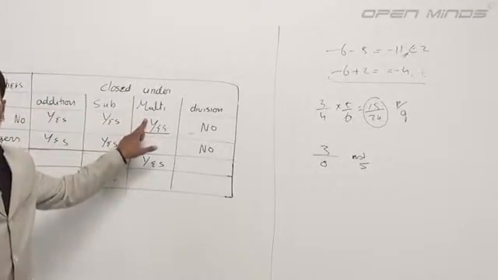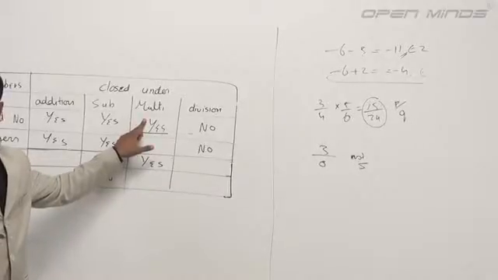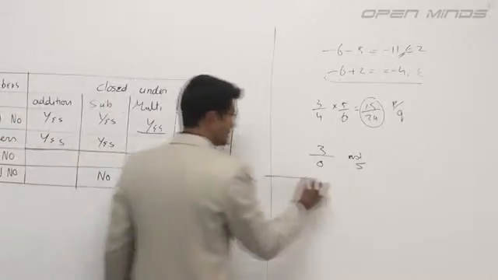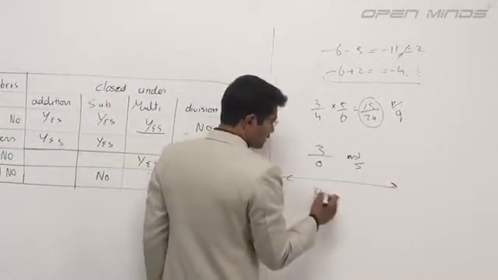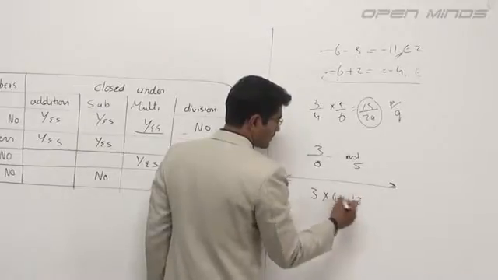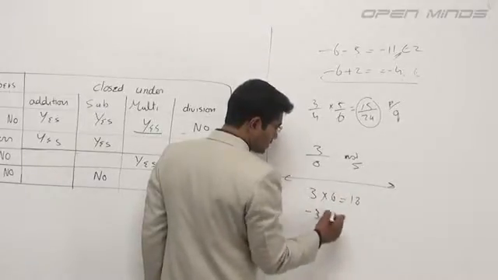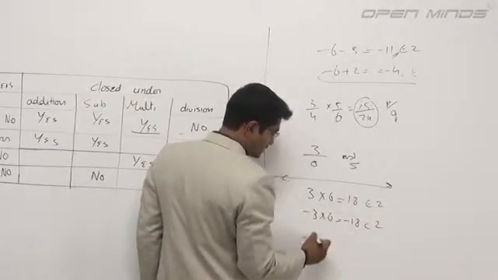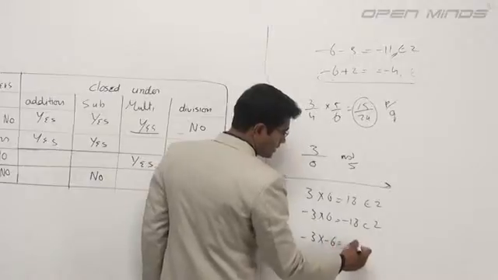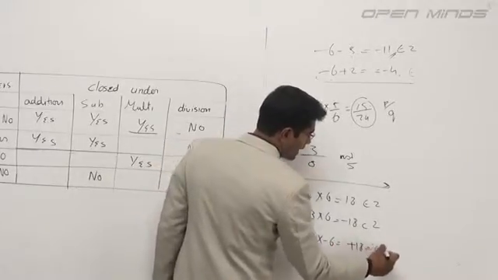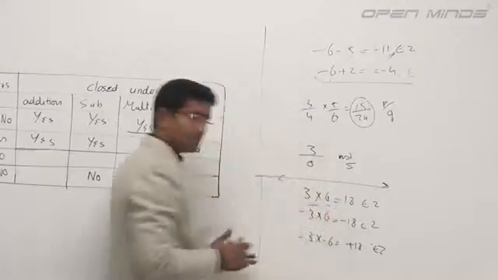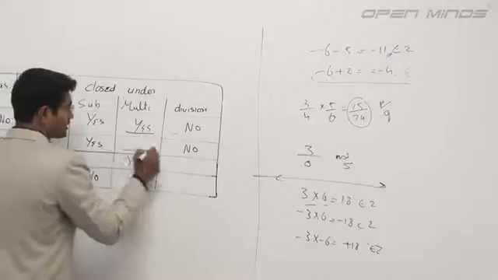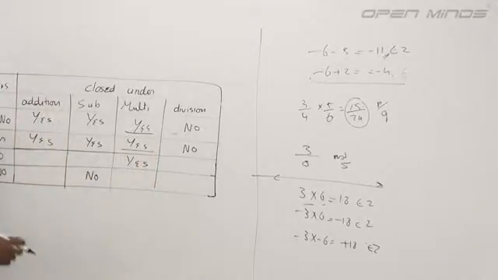Now, what about multiplication? Can I take two numbers, maybe positive or negative, multiply them, and always get a number, maybe positive or negative? Yes, we did this in integers. If I take 3 into 6, I get 18. Let's say I have minus 3 into 6, I get minus 18. This also belongs to integers. Then minus 3 into minus 6 is plus 18 again. This belongs to Z. Any two integers I multiply, I will always get an integer. So I can say yes for this blank too. Right, cool, we understand this.